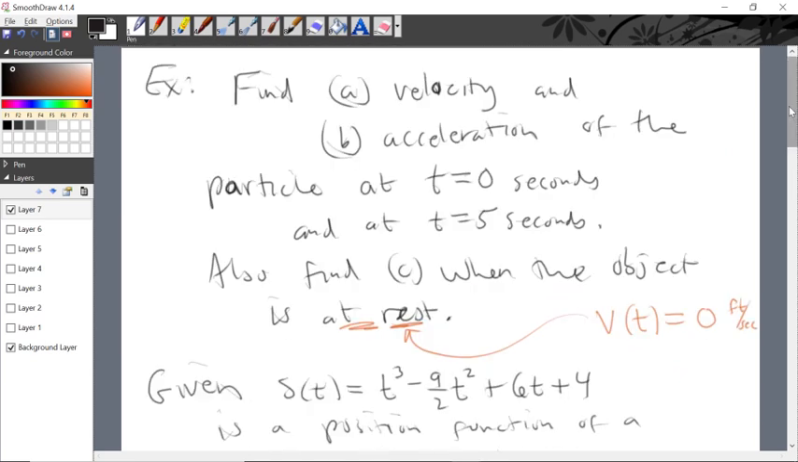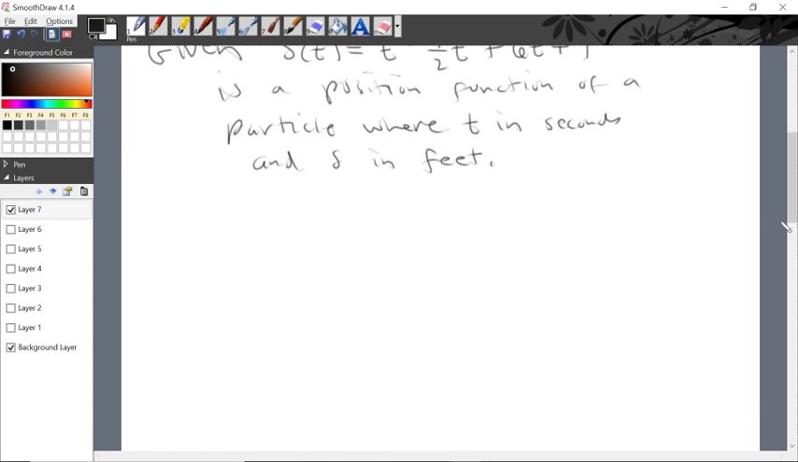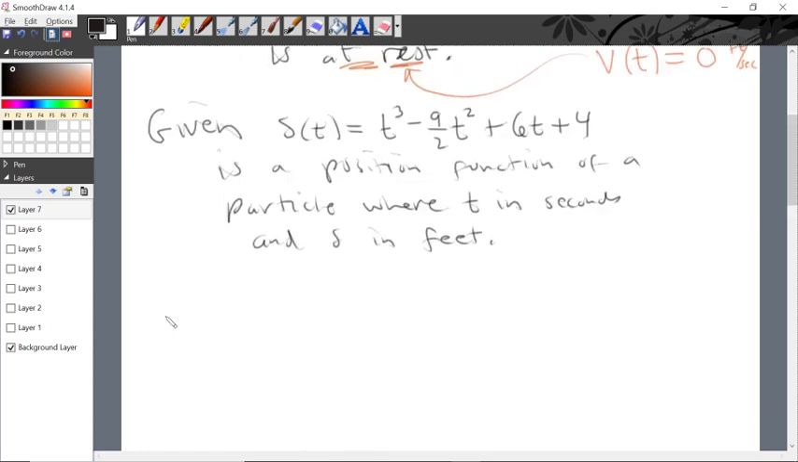Okay, so we're asked to do 3 things here. Find the velocity at time 0 and time 5. Find the acceleration at time 0 and time 5. And determine at what times the object is standing still. When is the object at rest? Which is an application of a velocity function. We're given a position function here.